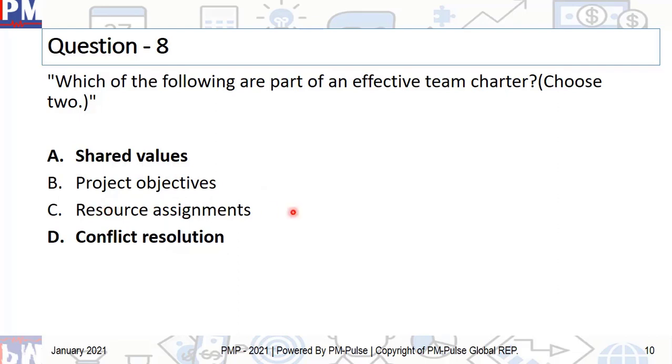Now, resource assignment is part of a plan called the resource management plan, right? And there's an output which is part of the resource management plan, which is called resource assignments. And after that, you'll actually use acquire resources to put that into action. So resource assignment is also not part of team charter. So the two things that are connected to team charter, well, they are A and D.